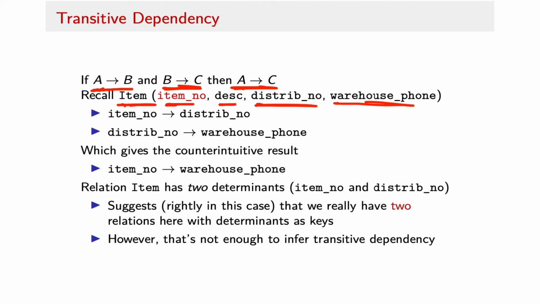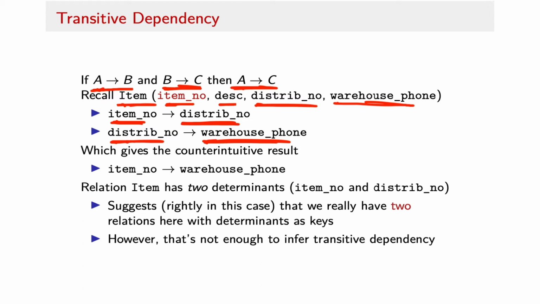We can intuit the functional dependencies here by taking a look at these fields. We can say that the item number functionally determines the distributor number, right? Because an item is going to be distributed by a particular distributor. So if we have the item number, we can go look up the distributor number. And similarly, the distributor number is going to determine the warehouse phone. Again, we assumed previously that there's only one warehouse per distributor, which is maybe an unrealistic simplification, but it's what we have here. So if we know the distributor number, we can look up the warehouse phone for that distributor.